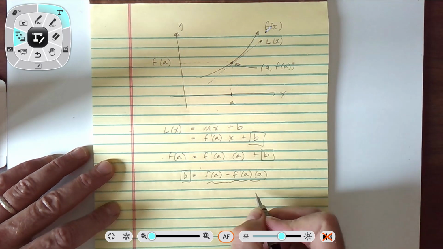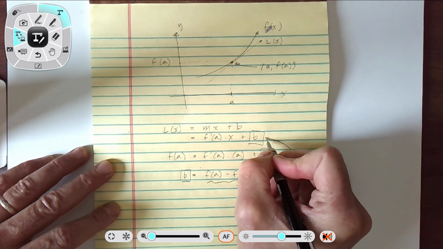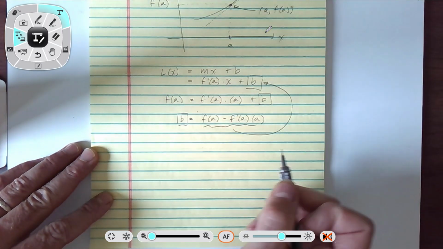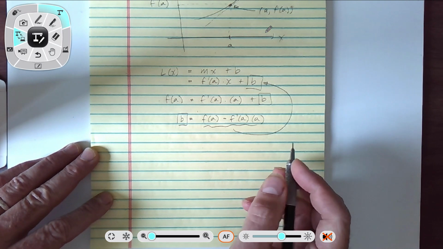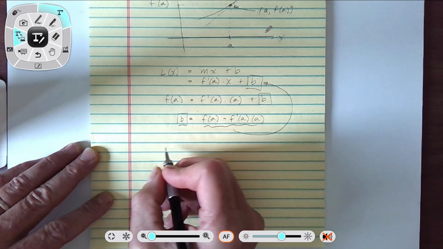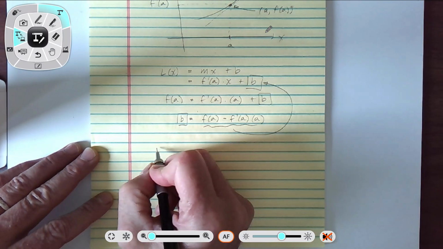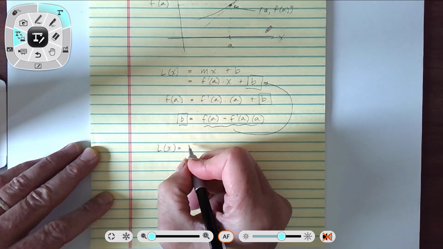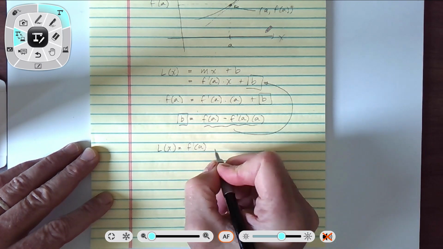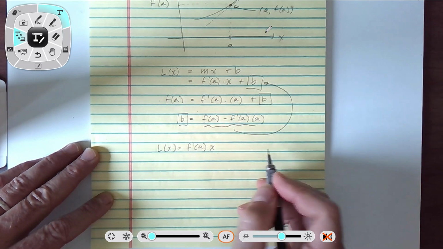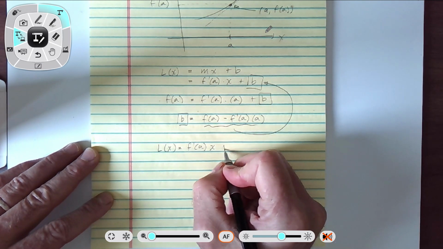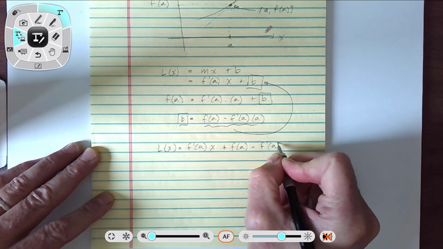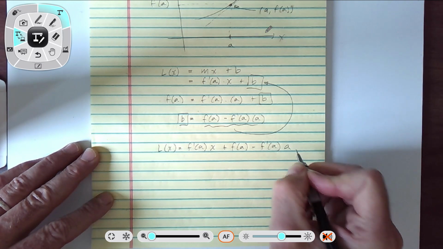So this piece right here now can be plugged in for b right here, and what we'll get is some equation for the local linearization of x. So I'll do that next. Plugging that in, we'll end up with L of x is equal to, let's see, m is f prime of a times x, and then b is just this expression, so I'd say plus f of a minus f prime of a times a.